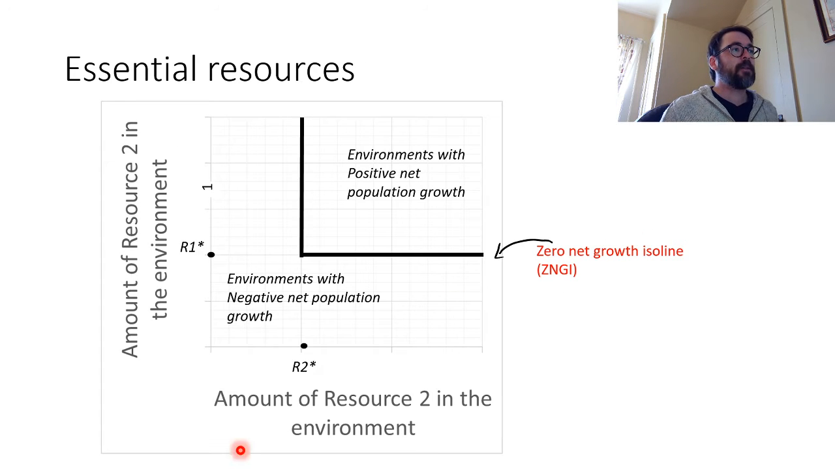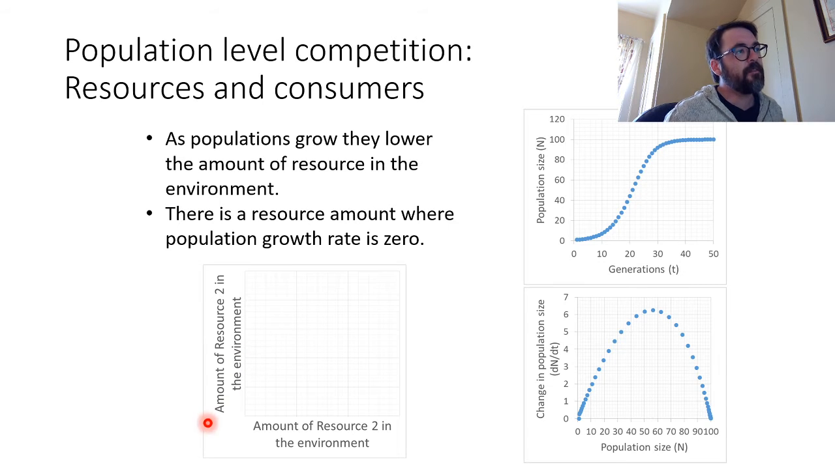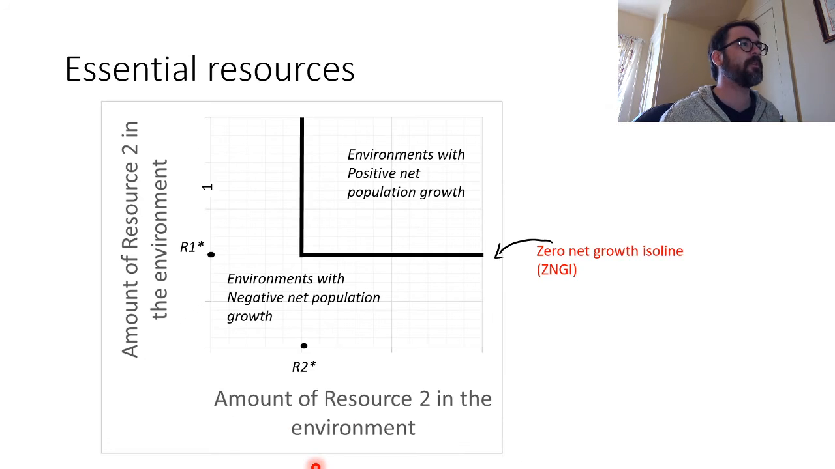So imagine that we could make a graph of the amount of resource 1 in the environment and the amount of resource 2 in the environment. So that's what I've done here. It says 2 on both, but it should be 1 and 2. That's a typo.